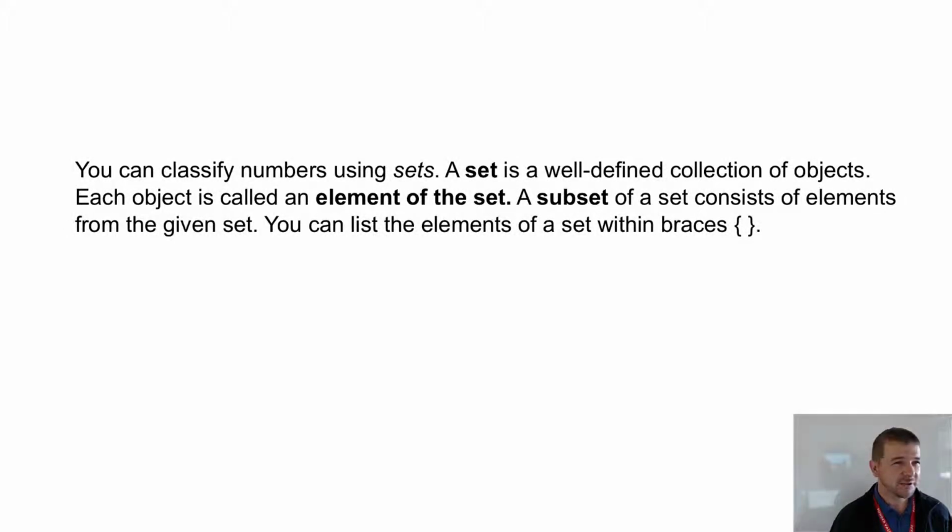You can classify numbers using sets. A set is a well-defined collection of objects. Each object is called an element of the set. A subset of a set consists of elements from the given set. You can list the elements of a set within braces.